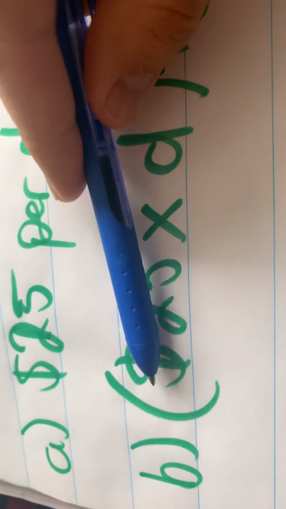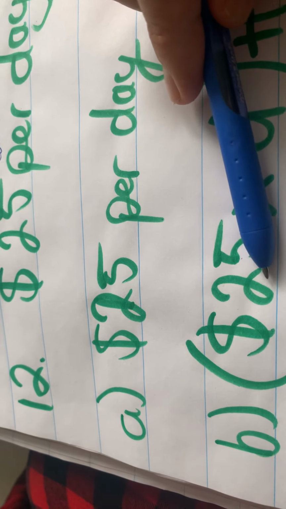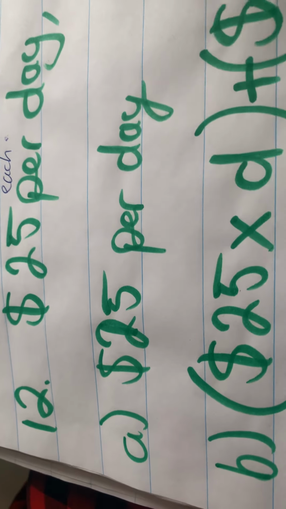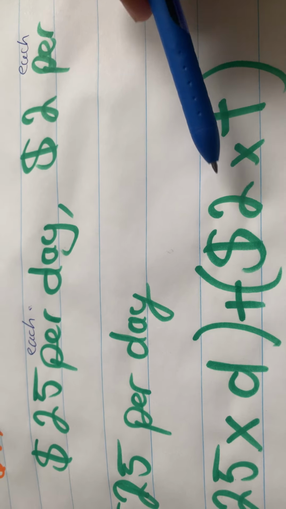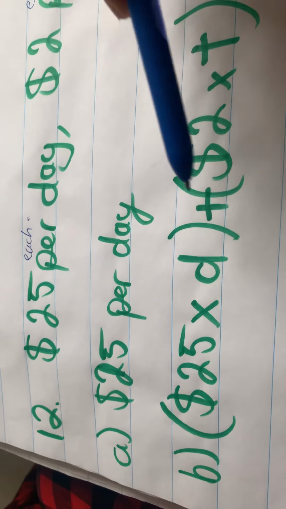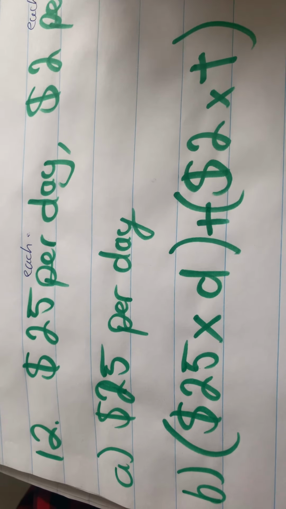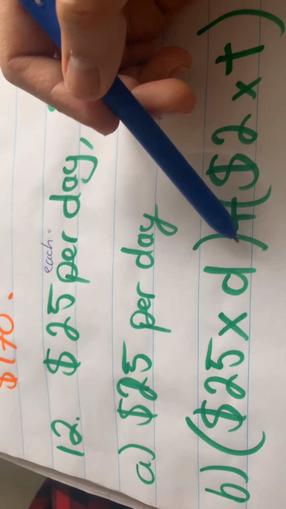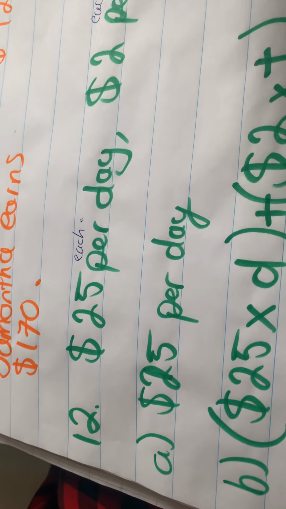So the first one is 25 times D. Why D? Because that's per day. So 25, per is multiplication, and D for day. The second part of his salary is the $2 per toque. So I just did 2 times T, T for toque. Now you'll notice that I put brackets around each algebraic expression. I did that because each one is separate. How much he earns a day, how much he earns per toque, but combined, when I add those two together, it'll tell me how much he actually gets for one day.